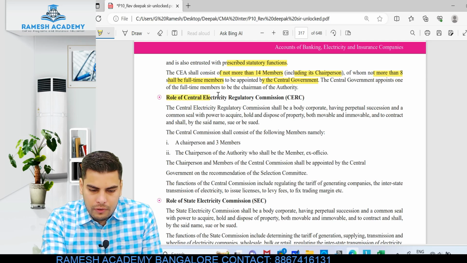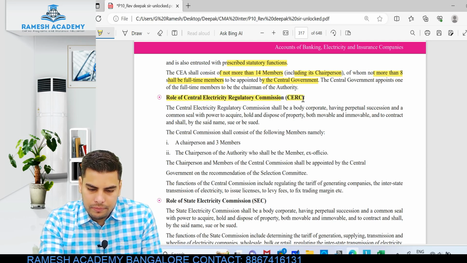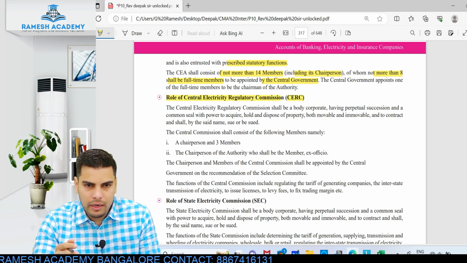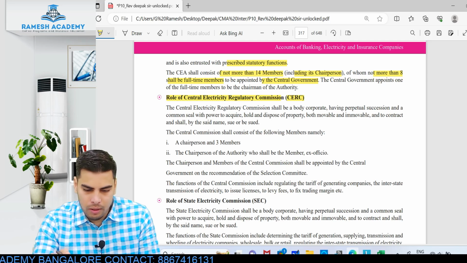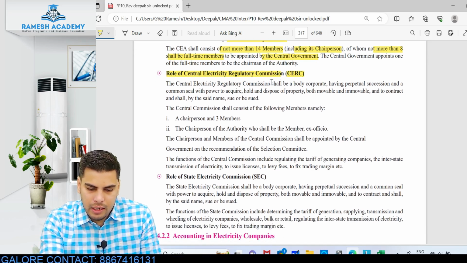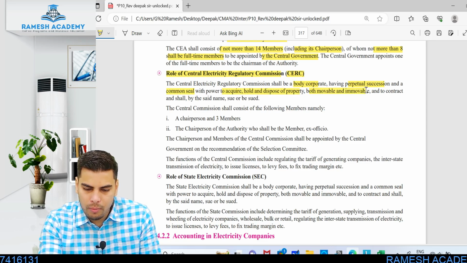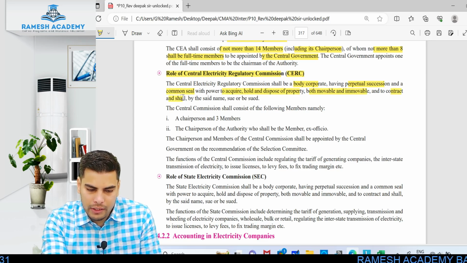Role of Central Electricity Regulatory Commission. Remember I told you we have the Central Electricity Regulatory Commission as well as the State Electricity Regulatory Commission. So let's talk about the role relating to the same. The Central Electricity Regulatory Commission shall be a body corporate having a perpetual succession and a common seal, with the power to acquire, hold, dispose of property both movable and immovable, and to contract, and shall by the said name sue or be sued.